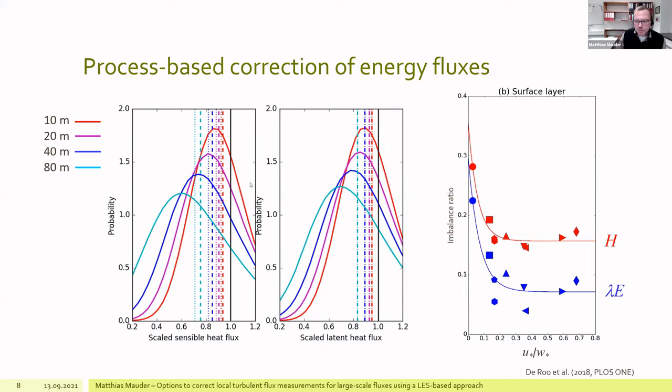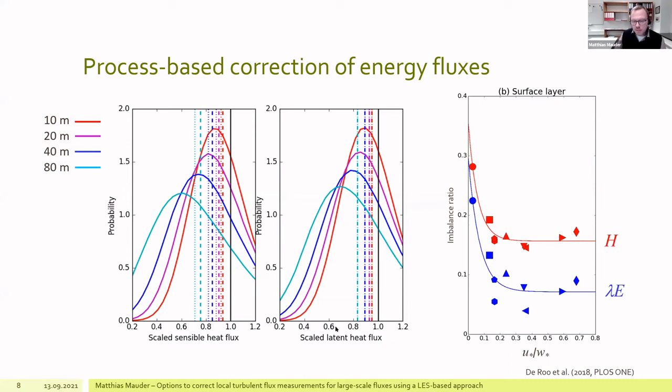This is a probability distribution for the entire domain. You see that for 10 meters, the energy balance closure is still relatively good, something like 90% on average. There's the median and the average, these dotted and dashed lines. And then the imbalance, what's called here the scale sensible heat flux, is decreasing with height, or the imbalance is increasing. Also the spread of this distribution gets larger.